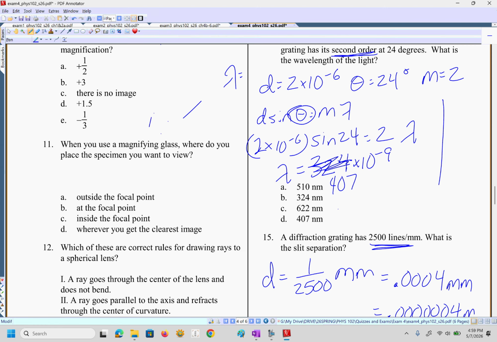Y'all know how to find theta? You say sine theta equals M lambda over D. I just divided both sides of this by D. And then to solve for theta, I say theta is the inverse sine of M lambda over D. That's how you find theta. Okay? It's a different order. I forget the order I gave you, but it's a different order number too. Is that okay? Yeah.